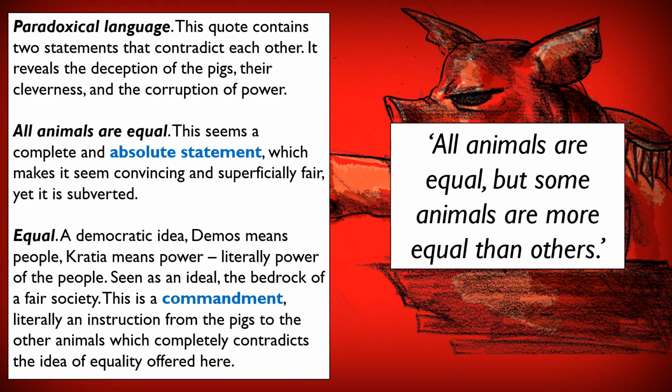Now, equality, from the word equal there, is a democratic idea. Democratic comes from the Greek words demos and kratia. Demos meaning people, kratia meaning power. So democracy almost literally means the power of the people. So equality is a really important idea in a democratic society, that the people in that society should have the power and we should all be equal. This is seen by much of the world as an ideal, as the bedrock, the foundation of a fair society.